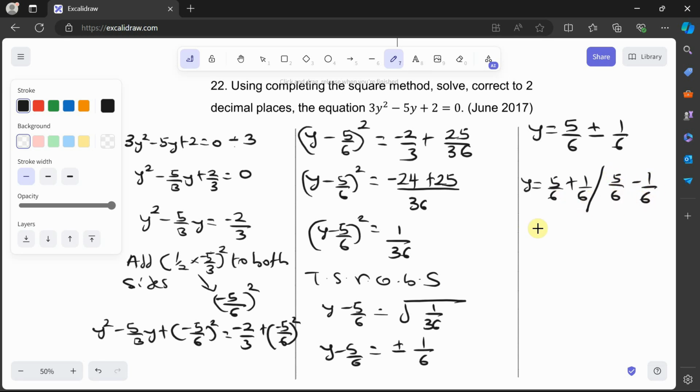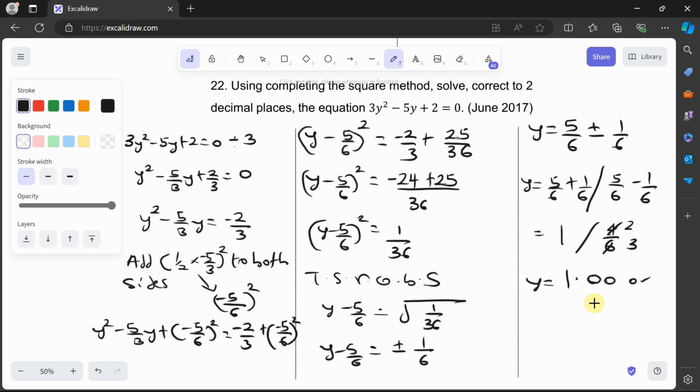And if you do this by yourself, this is 1 or 4 over 6. 4 over 6 is the same thing as saying 2 over 3, right? So our y is equal to 1. Okay, so they said correct to 2 decimal places. That will be 1.00, or 2 over 3 is 0.66666.